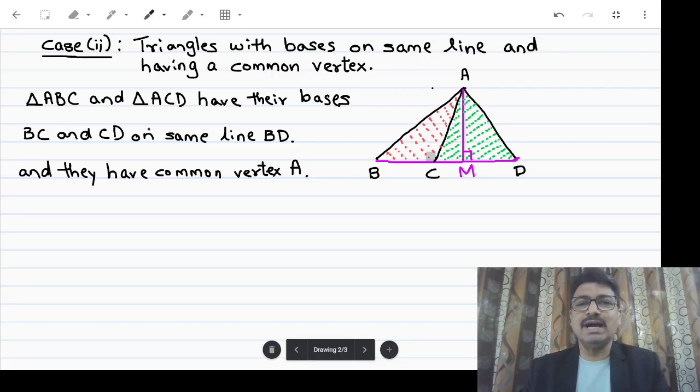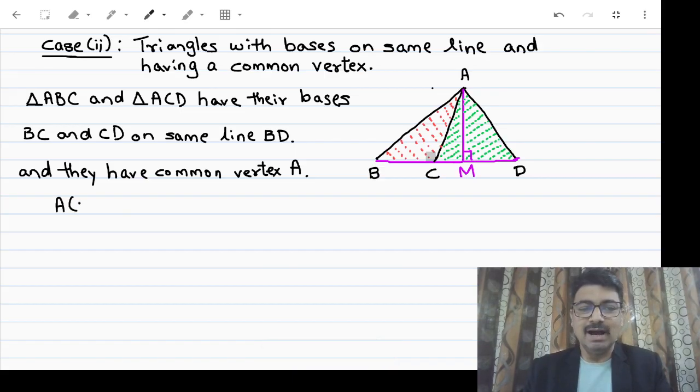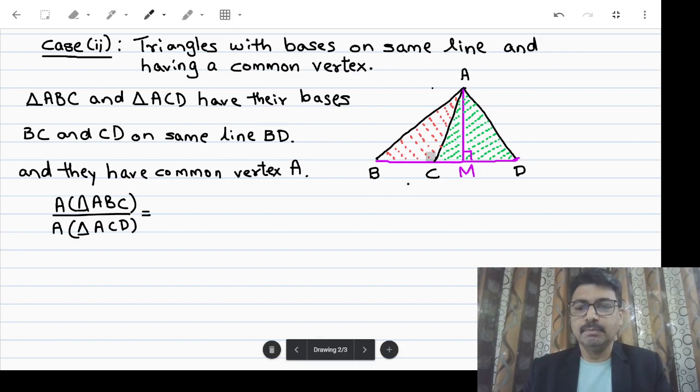So the ratio of areas is equal to the ratio of bases. So I will say the area of triangle ABC upon the area of triangle ACD will be the ratio of their bases. What are the bases? BC and CD. That is BC upon CD.